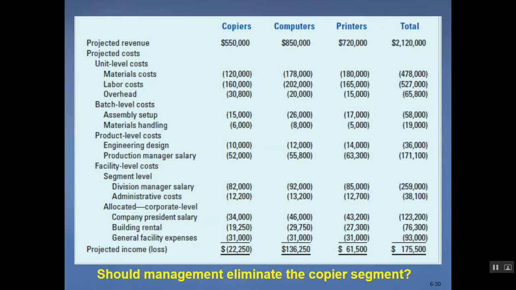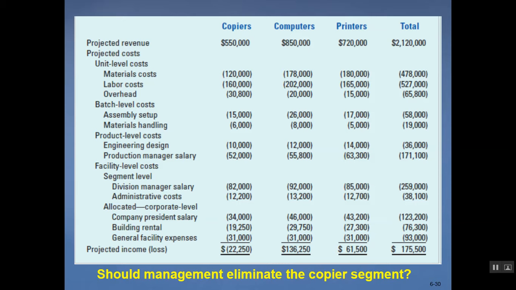Here's detailed information about the 3 segments and the whole company. Notice that we've arranged the information with our revenues and then our unit level, batch level, product level, and facility level costs, as well as our allocated corporate level costs. The allocation of corporate level costs is more or less arbitrary.